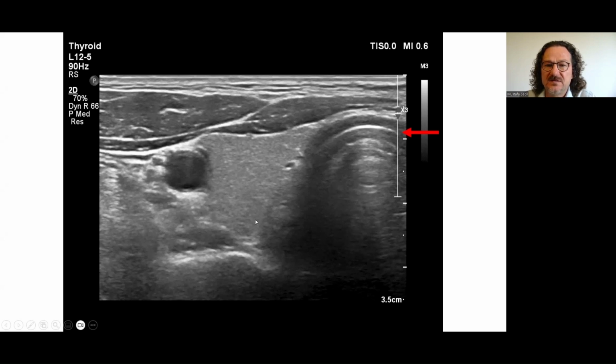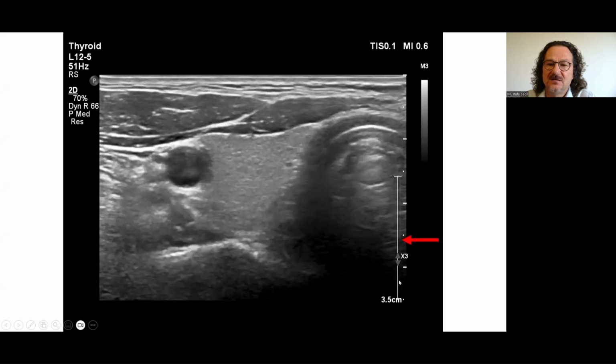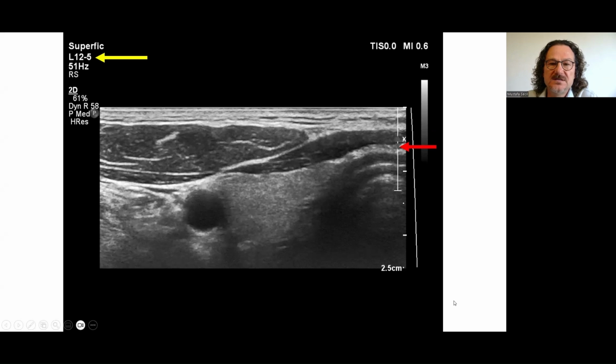If we are interested in the thyroid, the focus is in the wrong place because it's preferred to the superficial tissues, or this is another wrong example for the thyroid. But if we are interested in the deep tissues, of course, the focus should be in the deeper areas. This is another example.